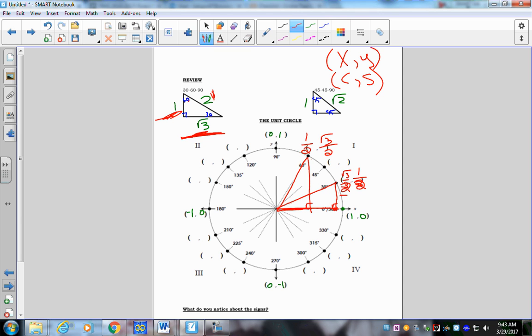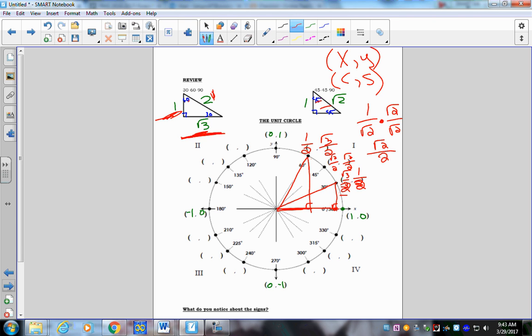All right, so let's look at our 45, 45, 90. So cosine and sine will be the same because they're both 45 degrees. So it's going to be 1 over radical 2. However, you cannot leave a radical in the denominator, so we need to rationalize. So we have the square root of 2 over 2 for both the cosine and the sine.